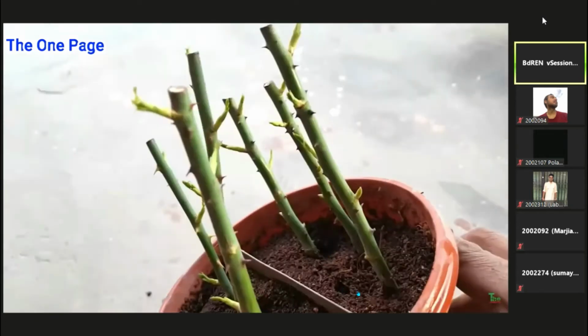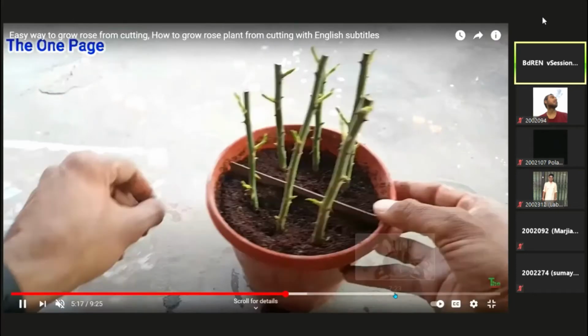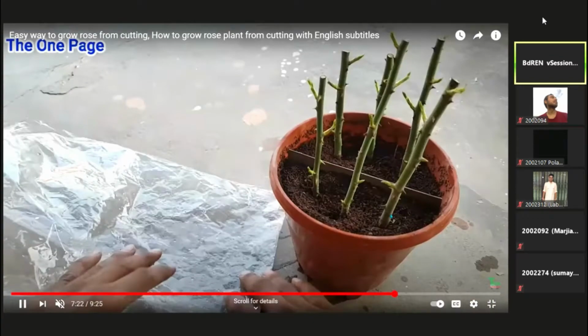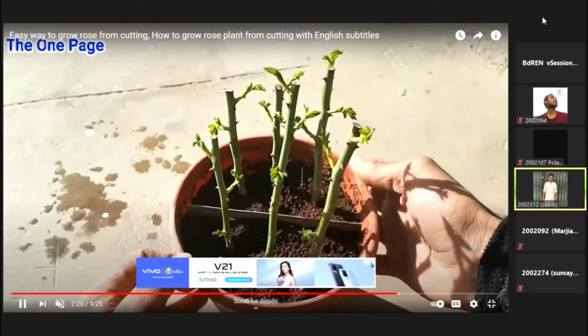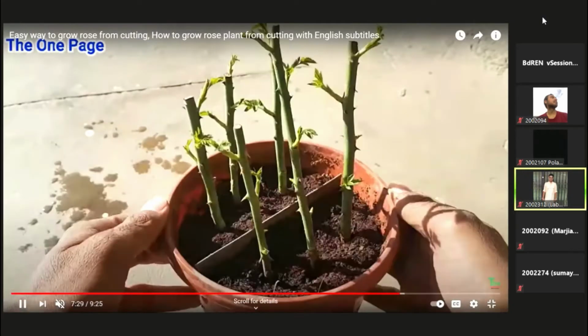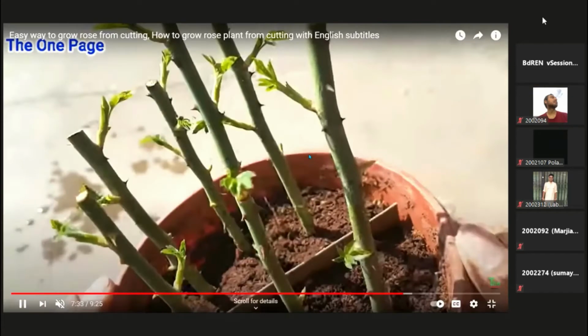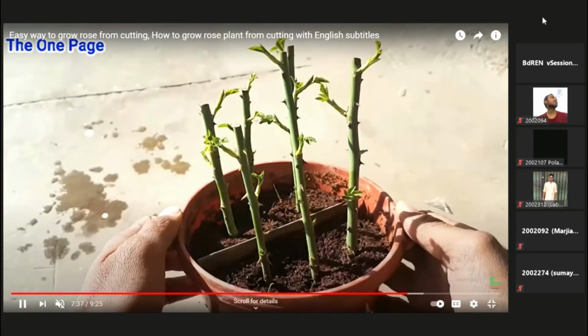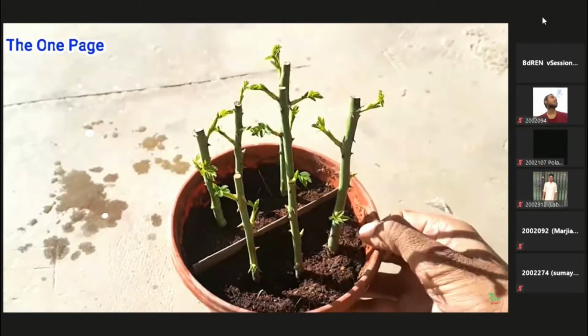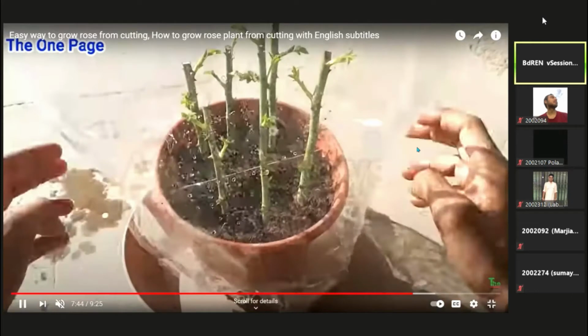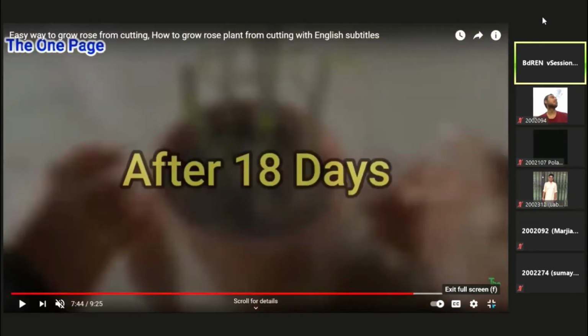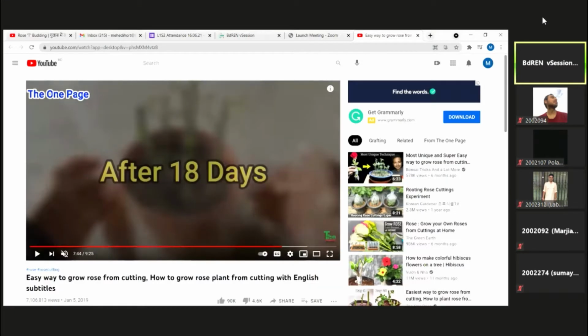So it is cutting. Okay, we are skipping. Just see from the produced shoot, you will see. Do you see? Yes, sir. So in this way, these are the newly produced shoots. Now we will go to the second one. Just wait a bit, please.